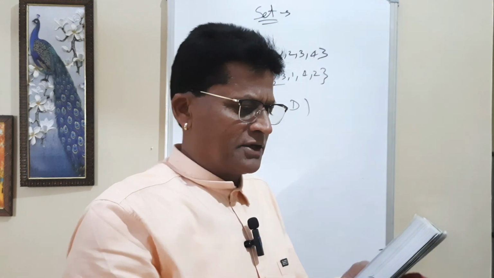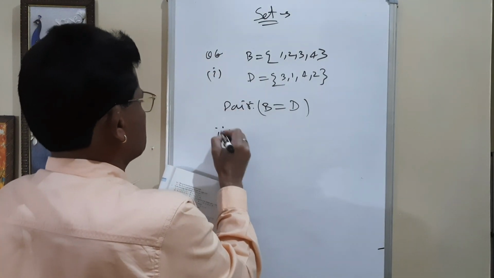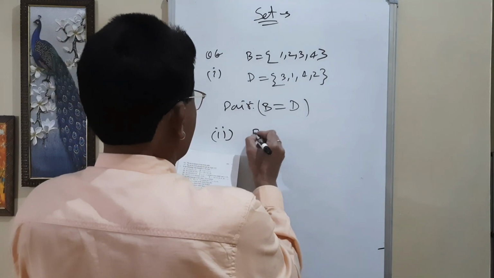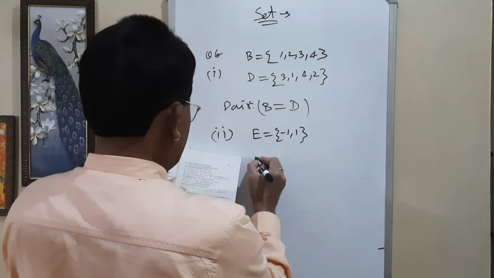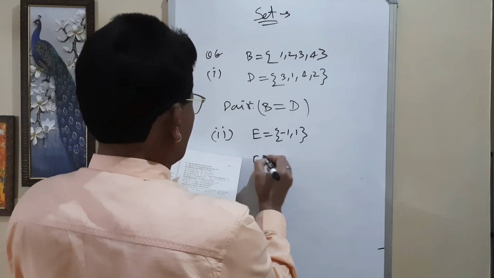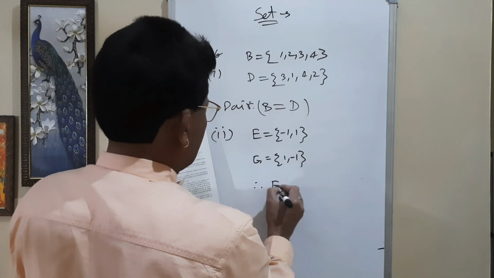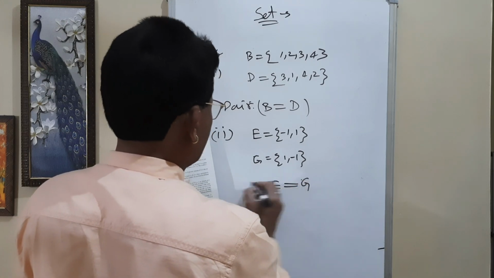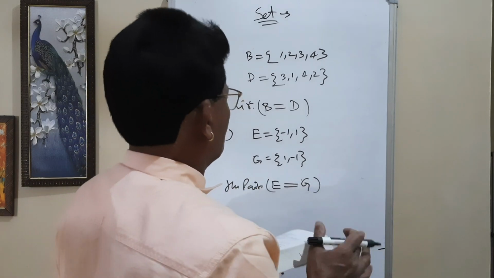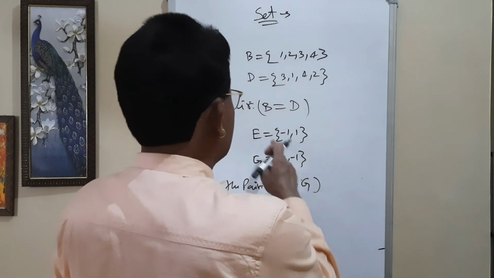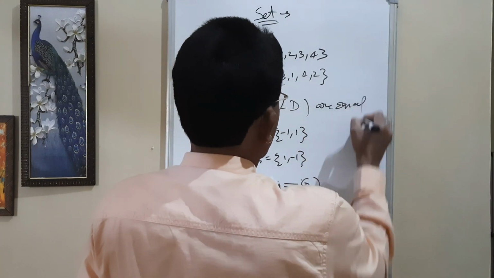Another pair you see. Let me take the second pair, which may be equal. E: you see E is minus 1 and 1. Another set G is also there, 1 or minus 1. I think this pair is also equal. Both are equal. Only these two sets are equal and these two sets are equal.